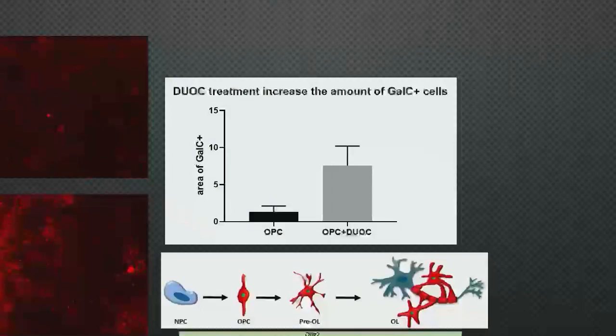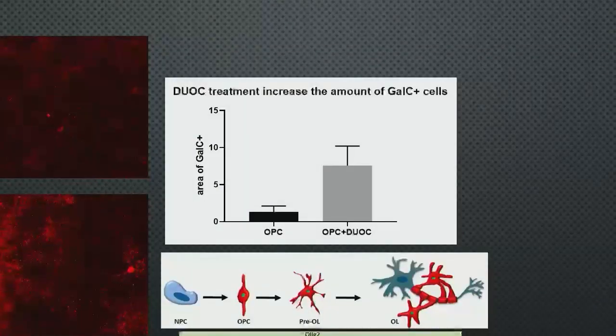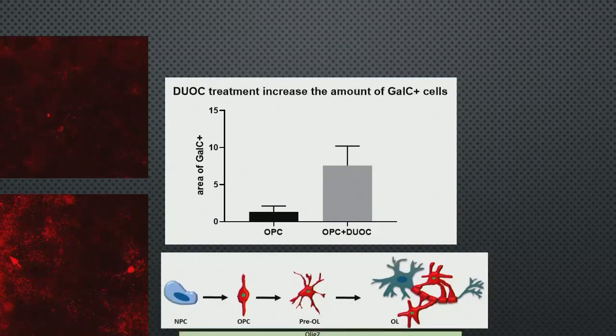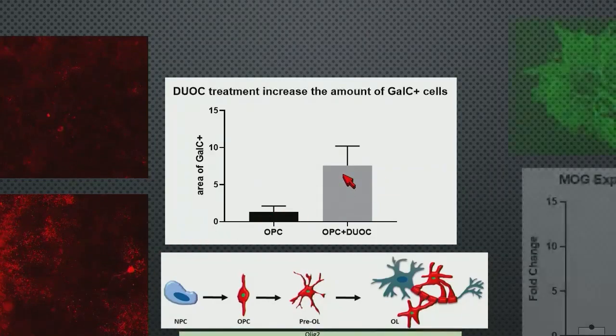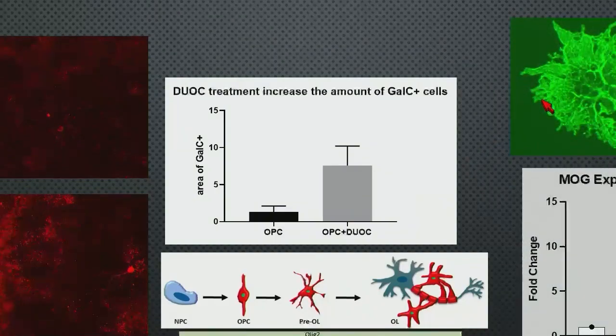So when she took these OPCs and differentiated them and added DOCO1, she noticed that a lot of these cells end up expressing these mature oligodendrocyte markers like GalC, and that's quantified here. She also saw these really beautiful oligodendrocytes that expressed MOG, which is a component of these myelin sheaths.